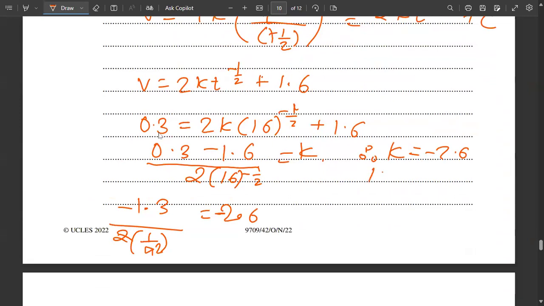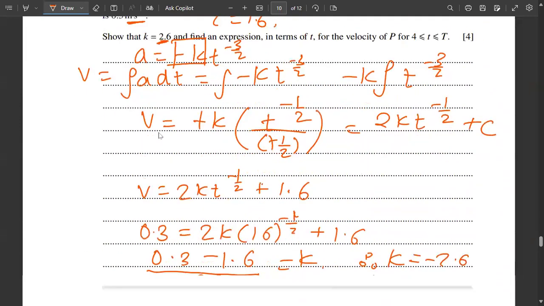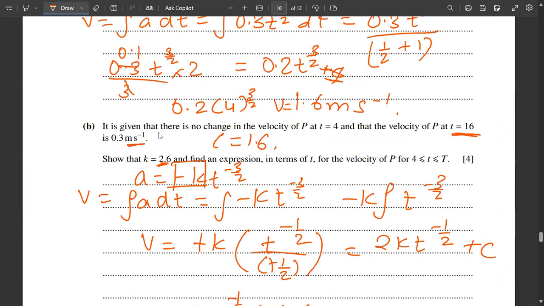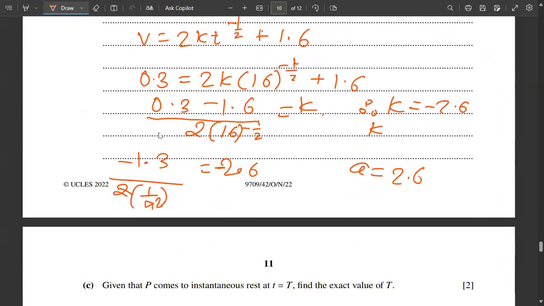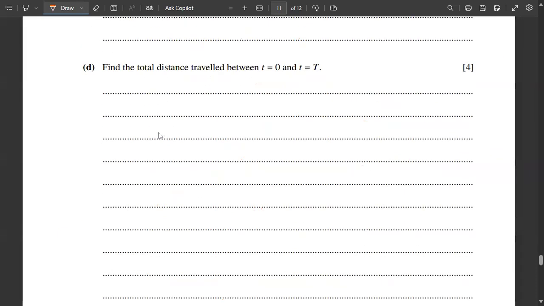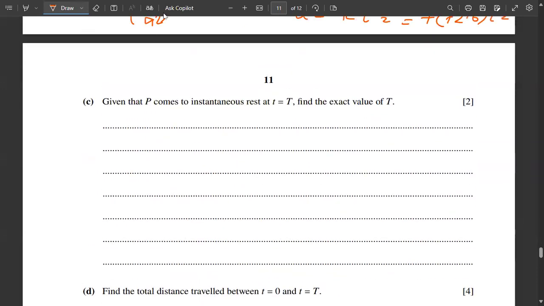So in terms of a, a equals 2.6 t raised to minus 3 by 2. That is because the equation was a equals minus k t raised to minus 3 by 2, so it became minus 2.6 t raised to minus 3 by 2. Hence minus minus becomes positive, and this became a positive.